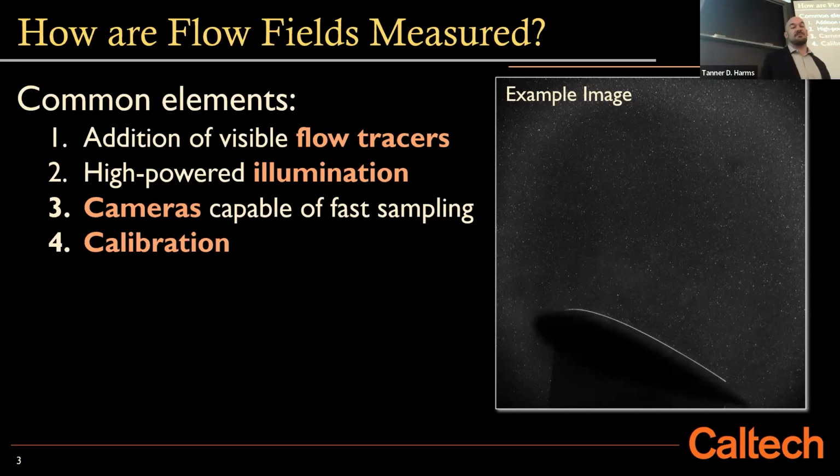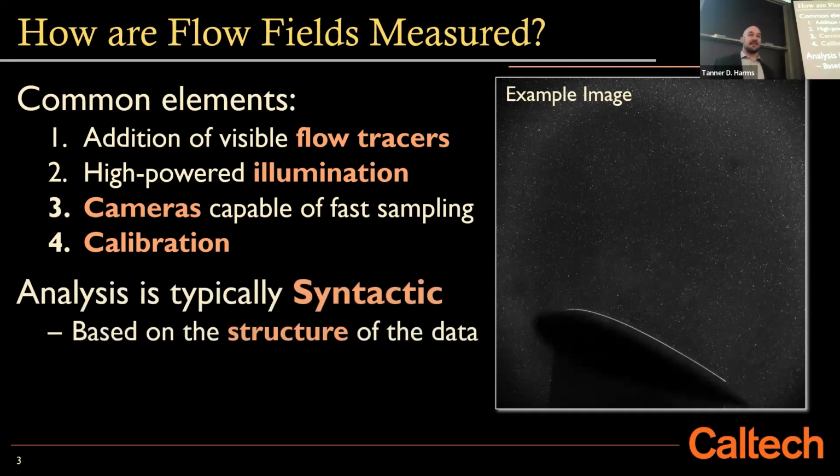Now, the algorithms that we use to do this kind of analysis are typically syntactic. And what I mean by that is that they're based on the structure of the data rather than, say, the meaning of the data. This just means that I'm applying my algorithm basically to the entire image indiscriminately. I'm not selectively looking at portions of it while neglecting other portions. I'm just going to apply it to all of that. And I depend on having data that's amenable to the algorithm.